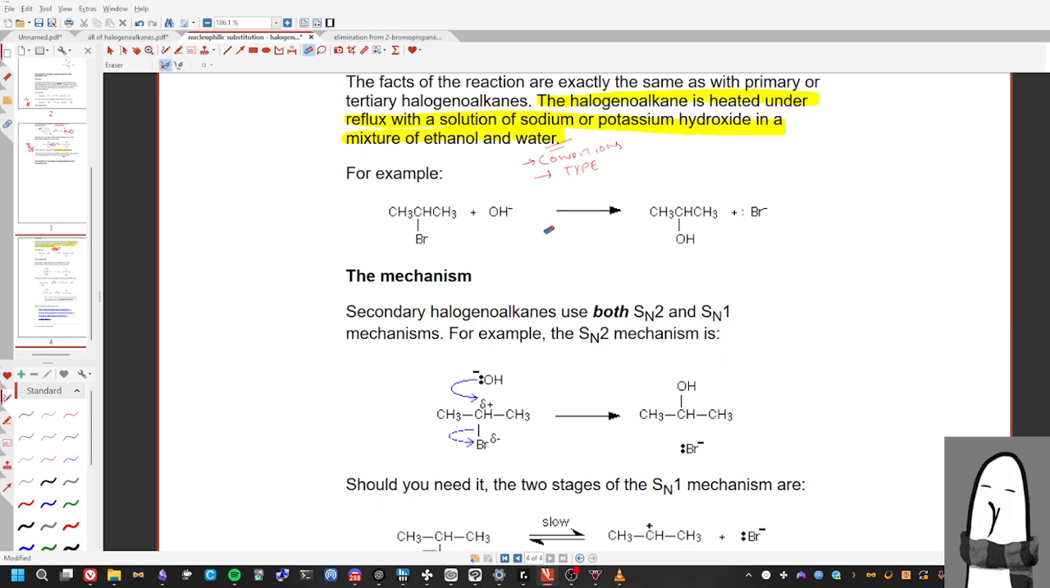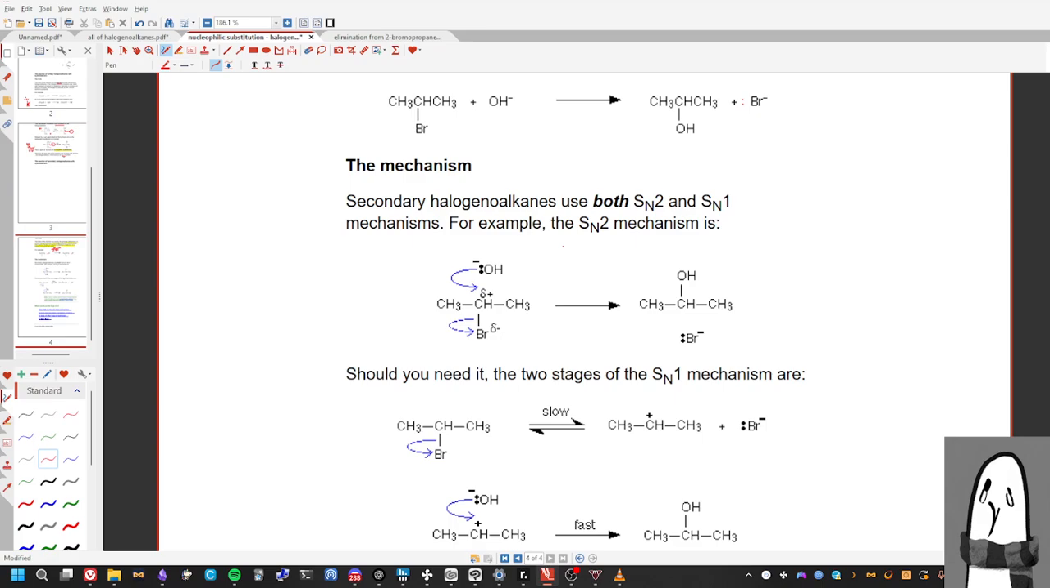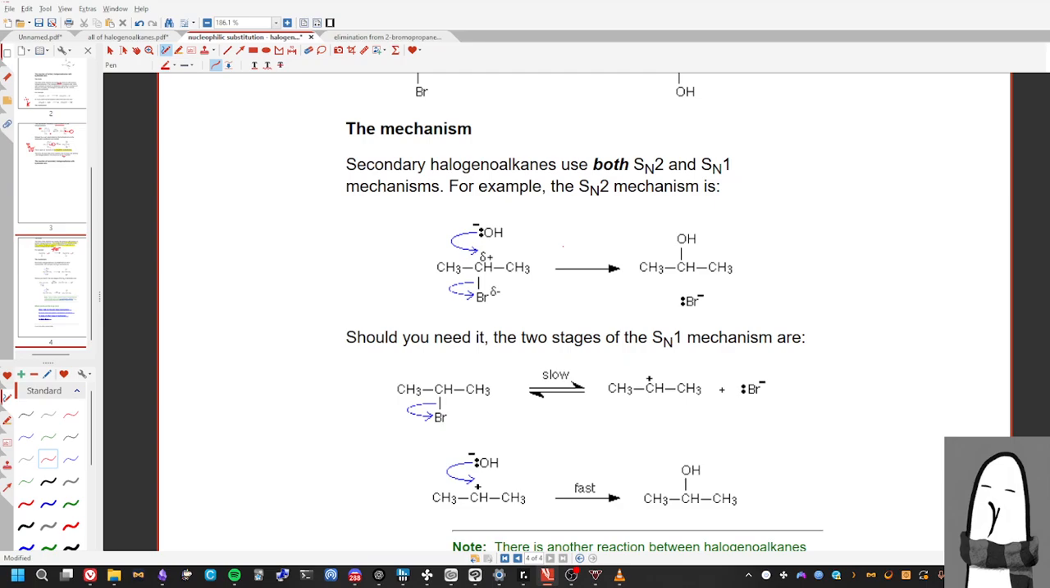Okay, now the actual mechanism is, yeah, this is definitely not the mechanism. This is the mechanism where you have your OH, and again, we're using the terms SN2 and SN1 in this case. Okay, it uses both, so it can go both ways. And so in the SN2 mechanism case, it goes.